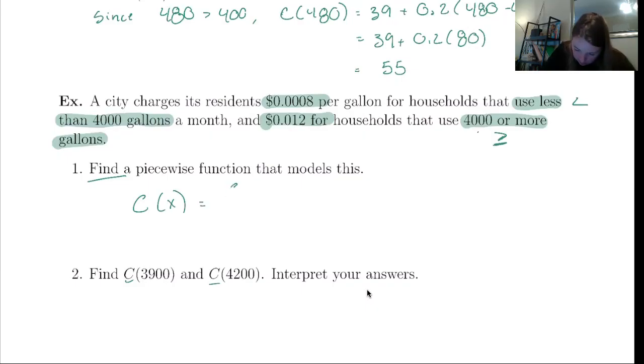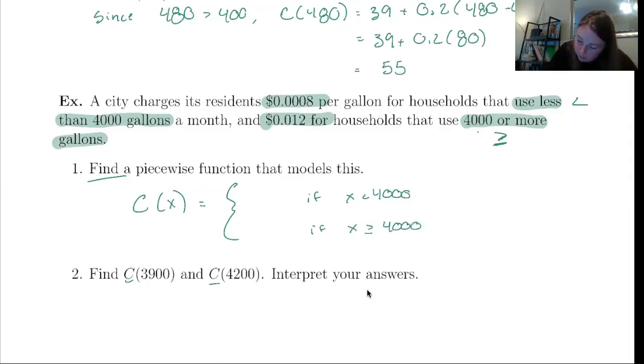So I like to start with writing my domains first. Something happens when people use less than 4,000 gallons. I'm going to assume that gallons is our independent variable, because the cost depends on how many gallons I use. So if X is less than 4,000, and then we have the option if X is greater than or equal to 4,000.